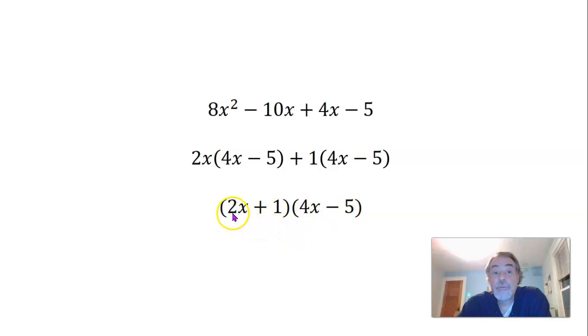If you check that with the FOIL method, first we have 2x times 4x is 8x squared. Outside we have 2x times minus 5 is minus 10x. Inside we have plus 1 times 4x, so plus 4x. And last we have plus 1 times minus 5, so minus 5. And when you combine those middle two terms, you do get back to 8x squared minus 6x minus 5.